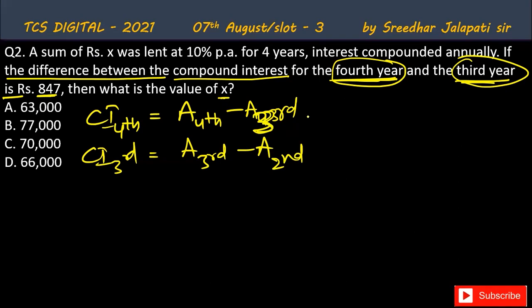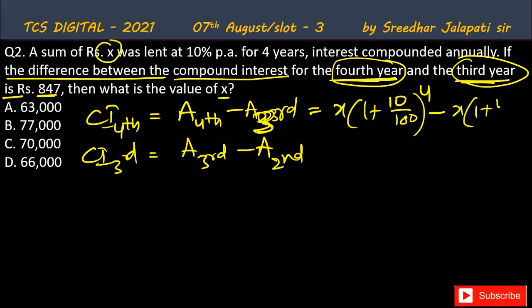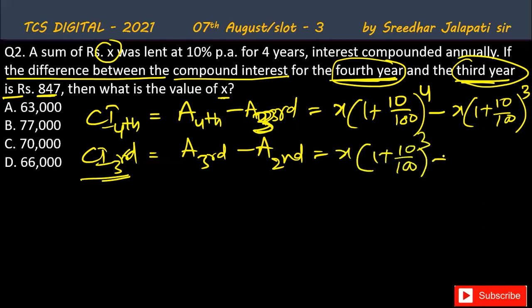So now if I write this expression, amount at the end of the 4th year is, if the money is given as X rupees, X into 1 plus R, that is 10 by 100, whole power 4, minus amount at the end of the 3rd year, X into 1 plus 10 by 100 whole cube. Similarly, compound interest for the 3rd year is amount at the end of the 3rd year, X into 1 plus 10 by 100 whole cube, minus amount at the end of the 2nd year, X into 1 plus 10 by 100 whole square.